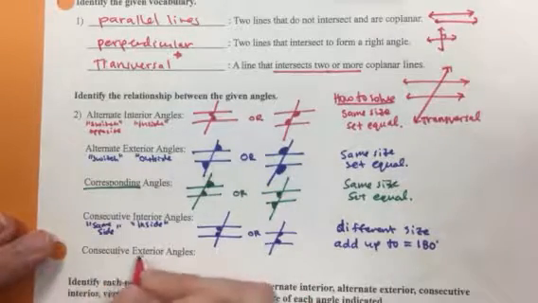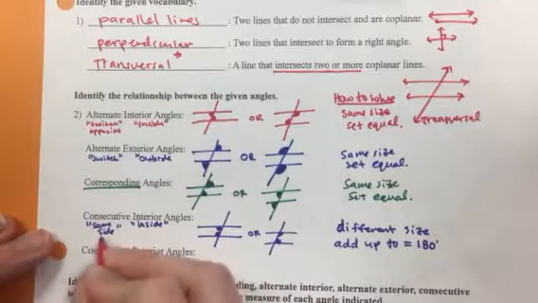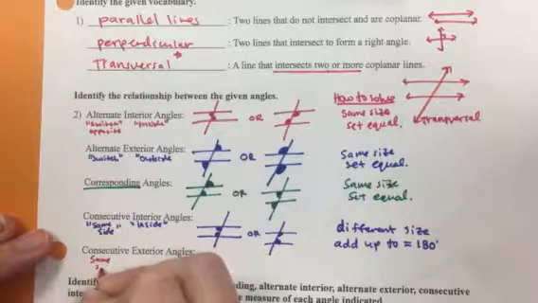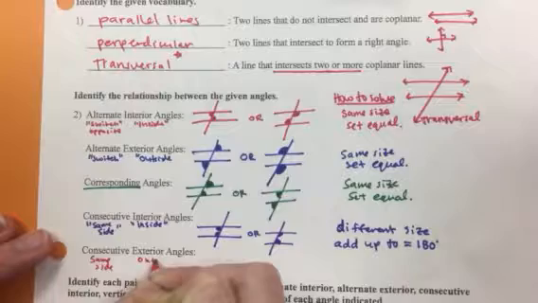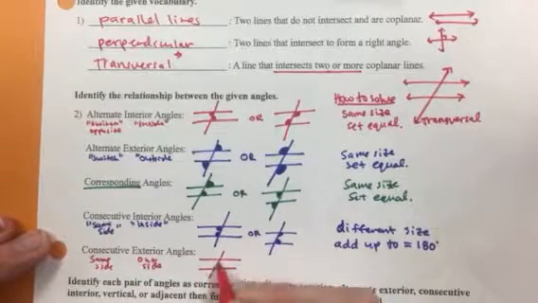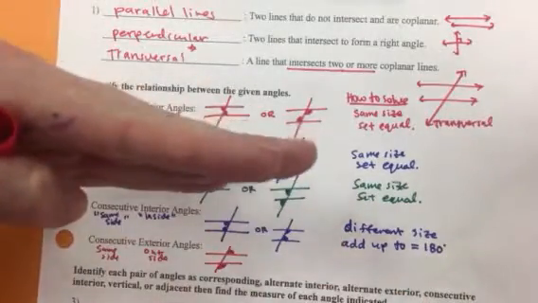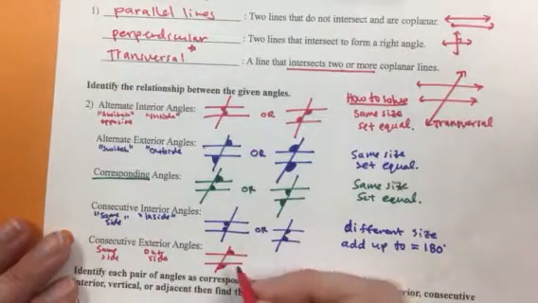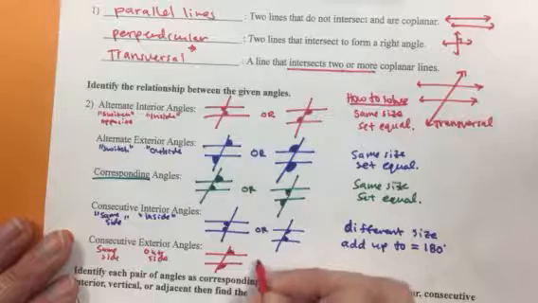So when we have consecutive exterior, so same side, outside, that means that this angle would match with this one. So they are exterior, same side of the transversal.